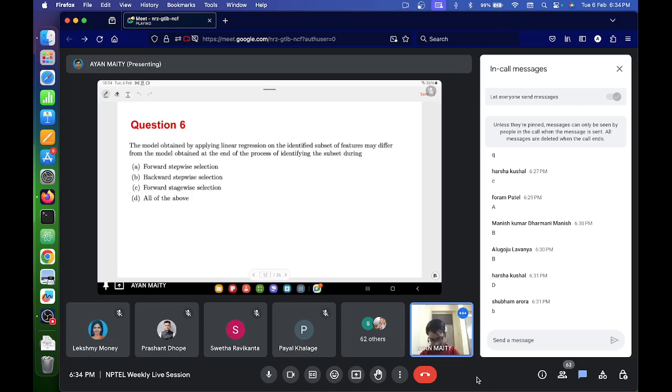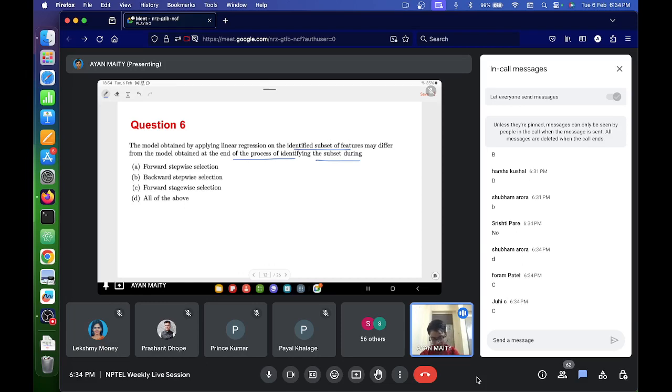Now question 6. Does anyone have any question? Question 6. The model obtained by applying linear regression in the identified subset of features may differ from the model obtained at the end of the process of identifying the subset during which of these selections? There are 4 options: forward stepwise selection, backward stepwise selection, forward stage-wise selection, and all of the above.